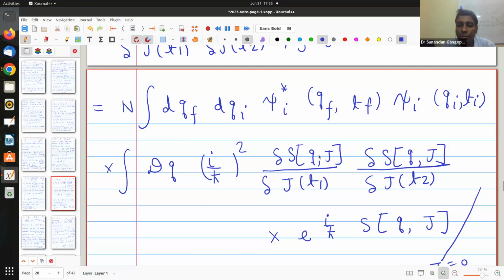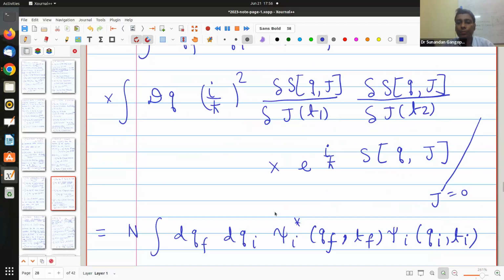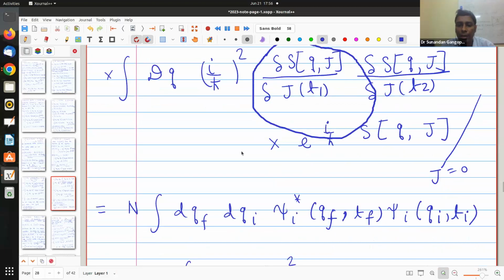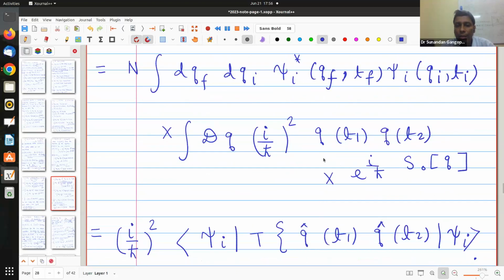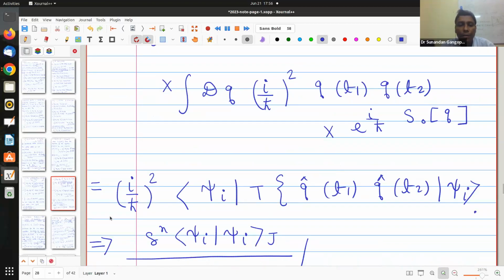So when you differentiate, it will pull out a factor of (i/ħ)², and then you will have δS/δj(t1) δS/δj(t2) multiplied by e^(iS/ħ), and then you evaluate this at j equal to 0. We have already mentioned that these objects are nothing but q at t1, q at t2, and therefore this expression you can write as (i/ħ)² times the expectation value of the time ordered product of two operators in the state psi I.